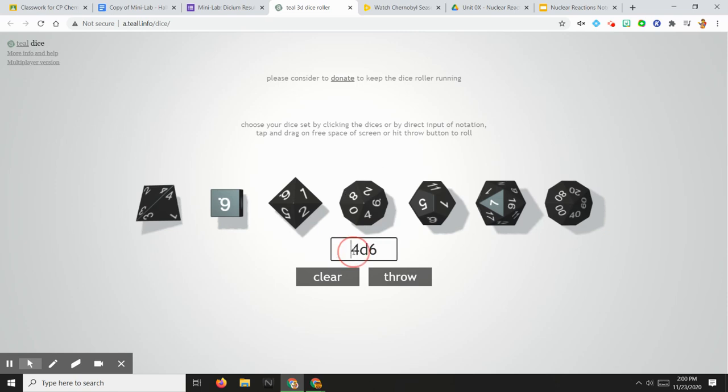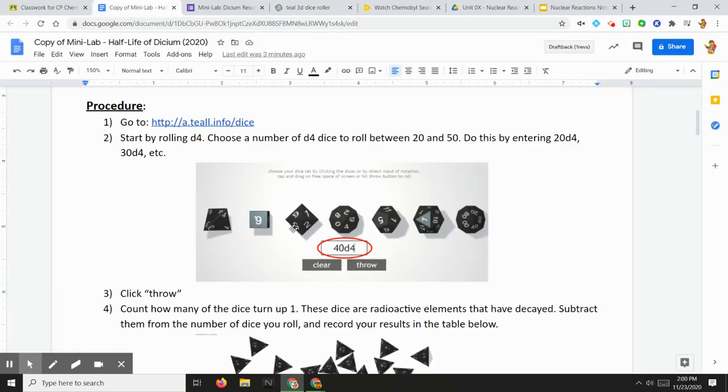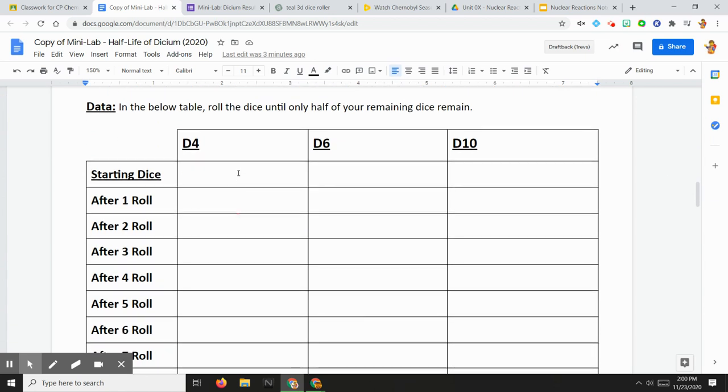So in this lab, you're going to roll these virtual dice and you're going to record your results and find out how many rolls it takes to get to half of your original number. So let's look at the data table here, okay? So you've got D4s, D6s, and D10s.